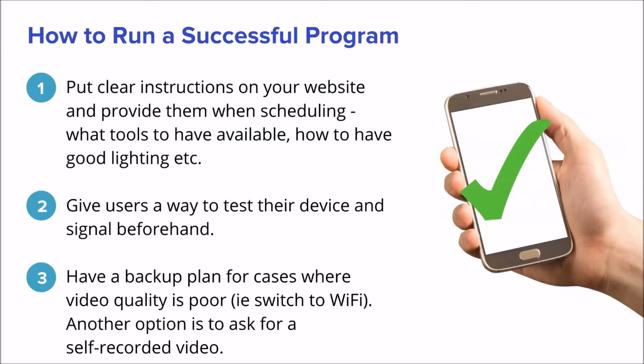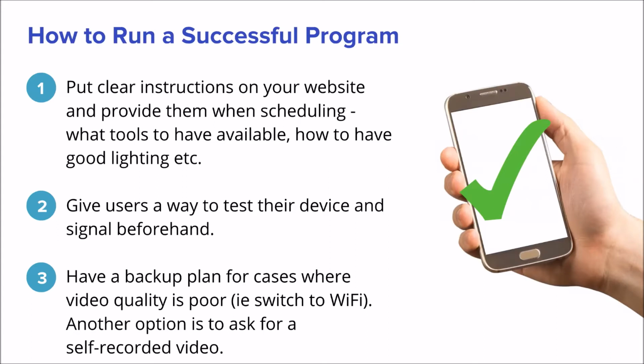Other things, give the user a way to test their device and their signal. So for example, this is something that our Camino system does automatically. We actually give users a way to do this test when they're invited to a session. But regardless, you'll want to have some way to do this so that they can make sure that they have the right type of camera, that they have an LTE enabled phone, things like that, so that the session will be high enough quality.